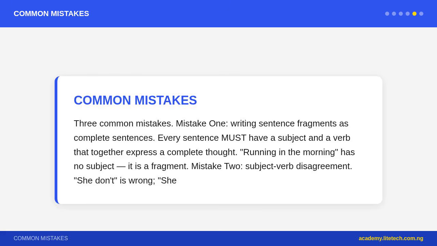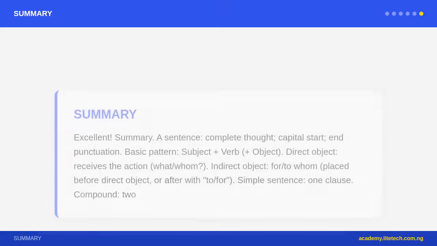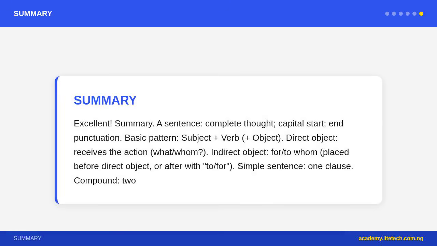Mistake 3. Placing the indirect object after the direct object without a preposition. She gave a book, Emeka is wrong. Correct, she gave Emeka a book, indirect first, no preposition, or she gave a book to Emeka, direct first, preposition to. Both are correct, choose one consistently.